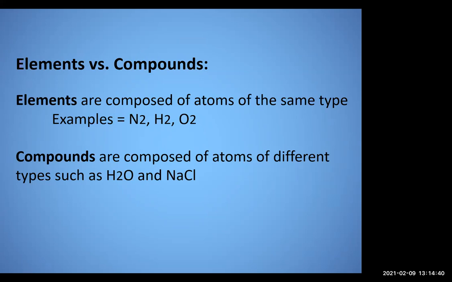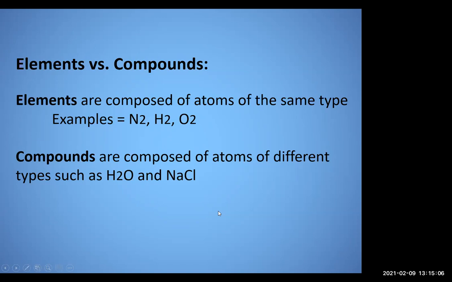If all the atoms are the same, then it's called an element. Some examples of elements are N2, H2, and O2, which indicate 2 nitrogen atoms together, or 2 hydrogen atoms, or 2 oxygen atoms together. And these are very stable.